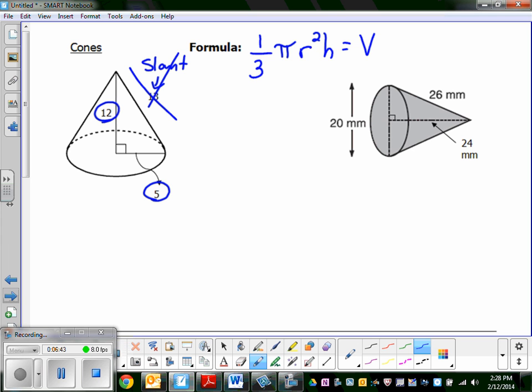Let's go ahead and put our numbers into the formula. We have 1/3 multiplied by 3.14 multiplied by the radius squared multiplied by the height. Pause the video and try the calculation.